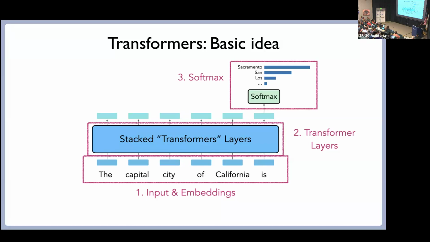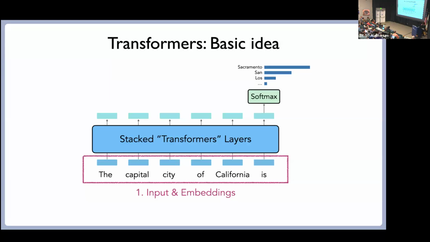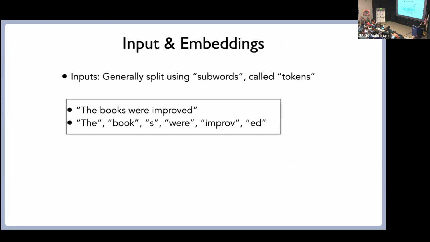And then after the final transformer layer, what we do is basically just take the vector representation for the last token, which is the vector over there, and then feed it into a layer called a softmax layer. And what it does is, given a vector representation, it transforms it into a probability distribution over all possible next tokens that looks like this. So that's the basic overview of transformers. I'll go through it one by one, starting from the input layer.